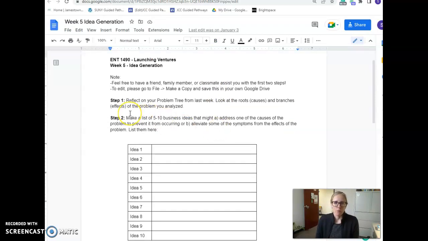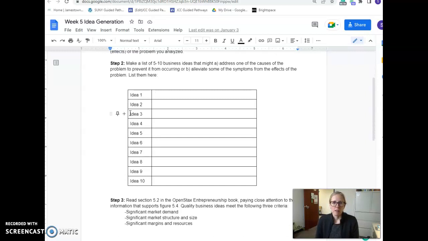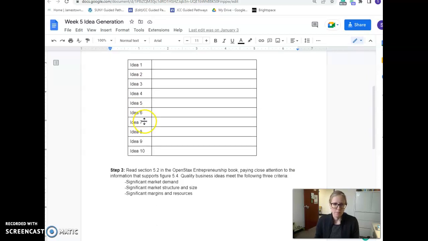What you'll do, step 1, reflect on that problem tree from last week, paying special attention to the roots or the causes of the problem and the effects or the branches of that problem. Then you're going to make a list, brainstorm a list of at least 5, but no more than 10 business ideas that could do one of 2 things. Either address the causes of the problem to prevent it from occurring, or help alleviate some of the symptoms or the effects of that problem. List those business ideas here. If you need to take a couple lines to explain it, that's completely good.